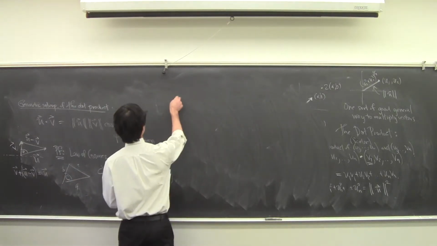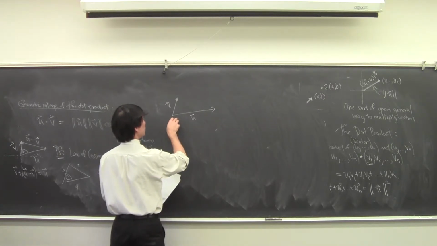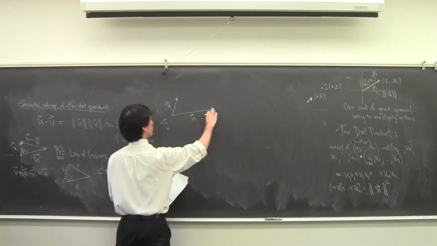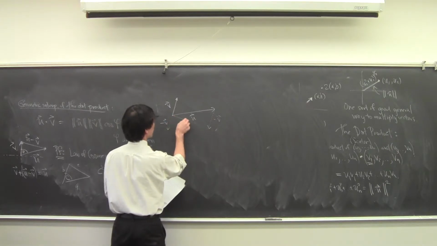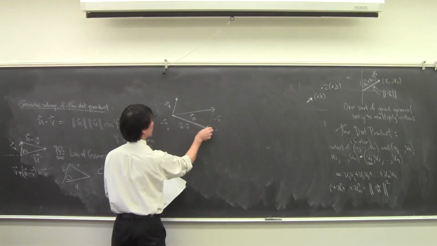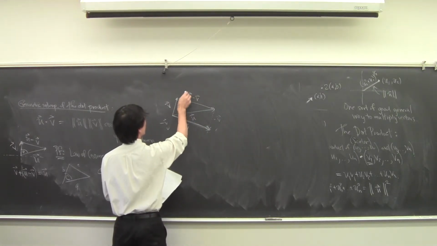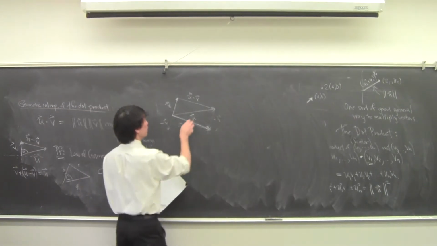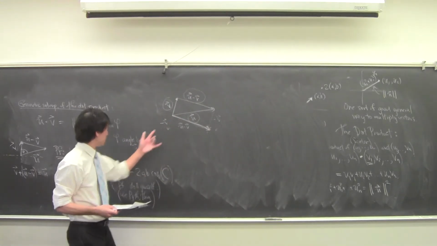Or to see that maybe more clearly, this is u and this is v, and I look at u minus v. Well, u minus v means that I add on a minus v to u, and I get this guy. This thing here is u minus v. So you see that if I add u minus v onto v, I get u. Okay. So now, in any case, u, v, u minus v, and that gives us a relation between the lengths.